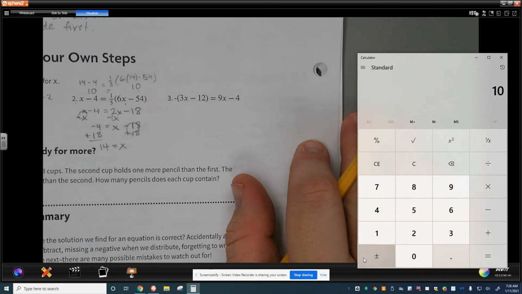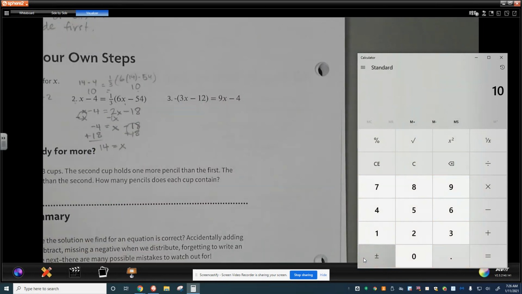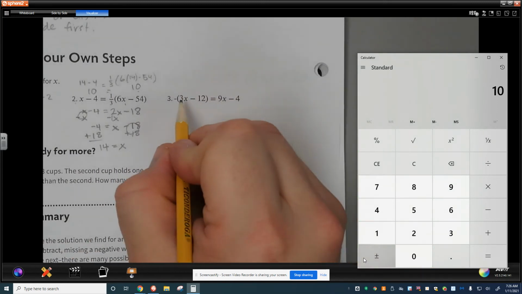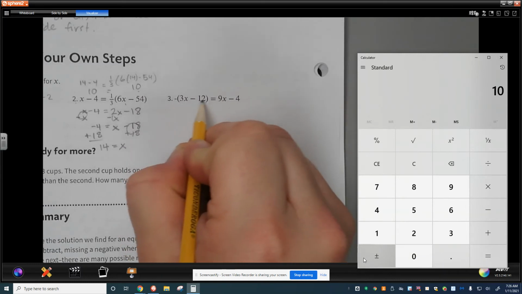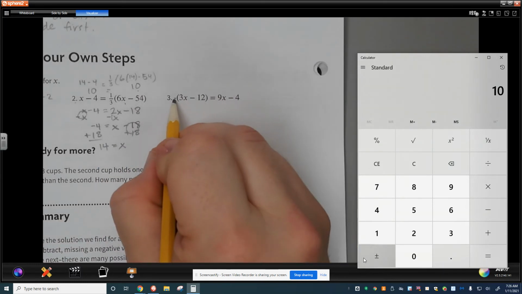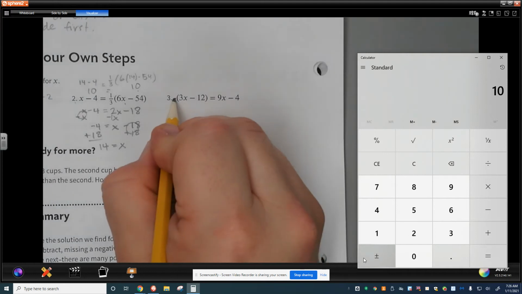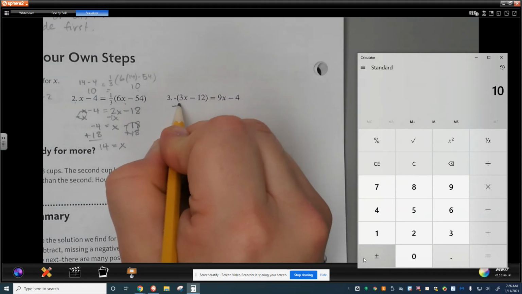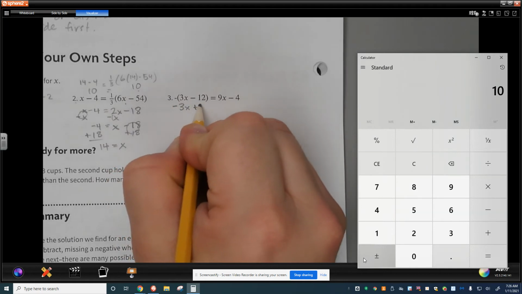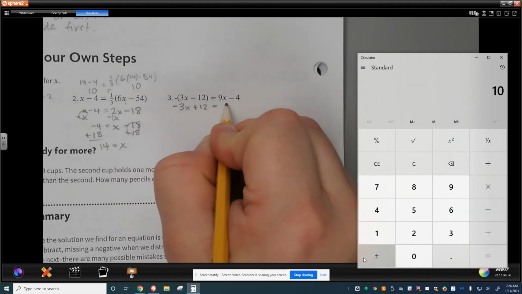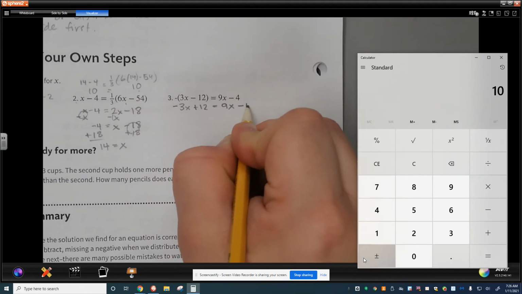Final one. Let's look here. Let's go ahead and simplify before we get started here and see what we can grab. I have a negative sign. Ooh, look at that little negative out there. How does that change this expression here? Well, that means take the opposite of what we see. So instead of a 3x, I would get a minus 3x. And instead of a minus 12, I would see a plus 12 is equal to 9 times x minus 4.